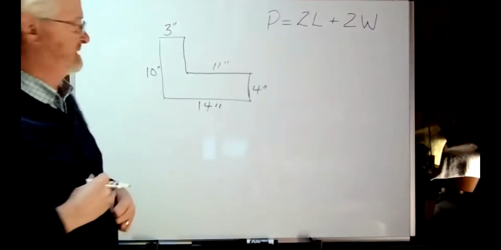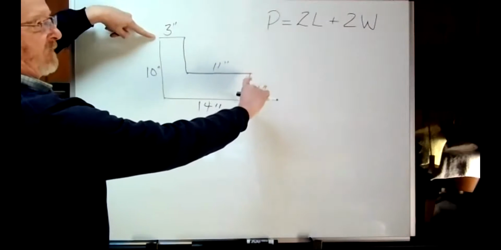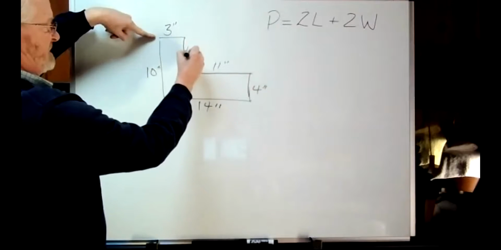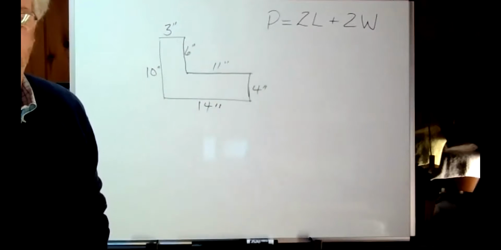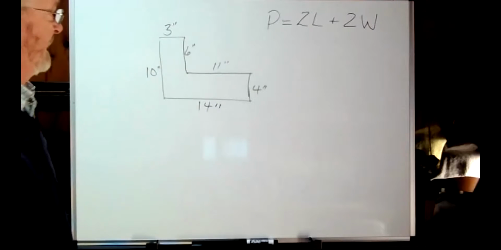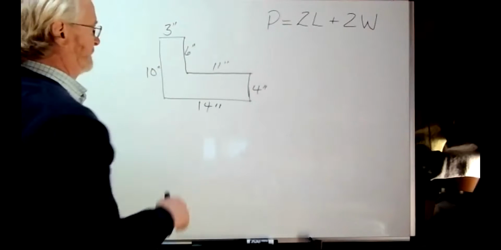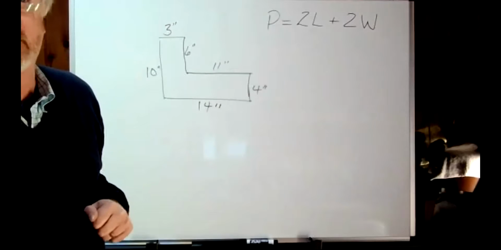Hopefully that makes sense, huh? If this is 10, and this part of it over here is 4, what's left up here? This must be 6. So you have to figure that out a little bit for yourself. Now you can add all those sides together, and we come up with a perimeter by adding them all together.